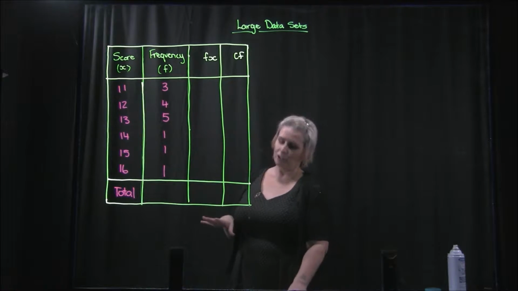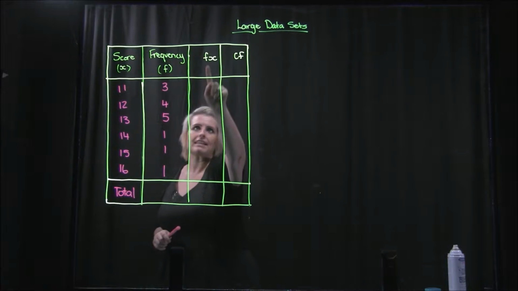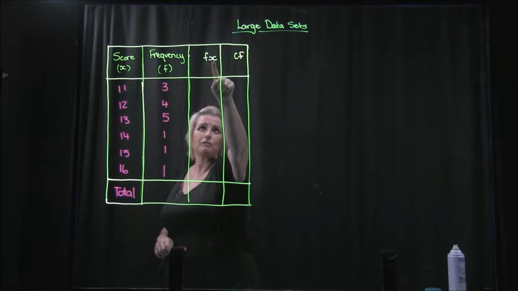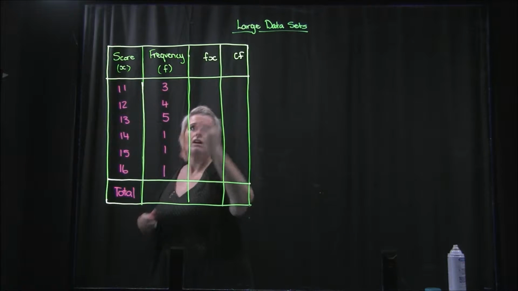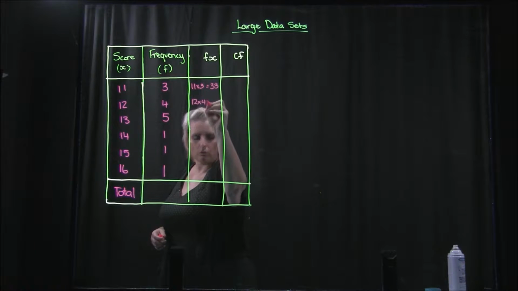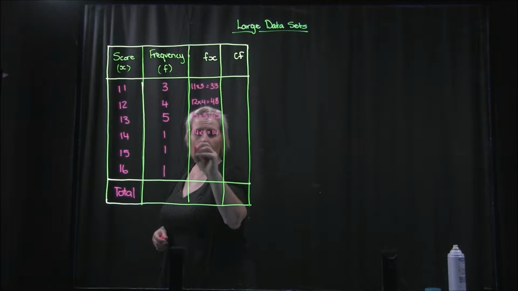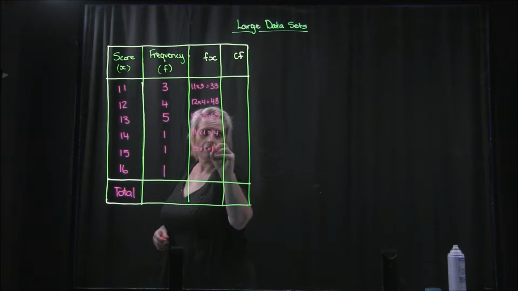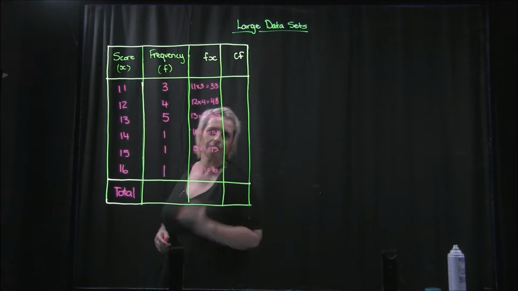This next column, you may see, is the fx column. So that's basically f times x. So what we're going to do is 11 times 3, so 33. 12 times 4, 48. 13 times 5, 65. 14 times 1, 14. 15 times 1, 15. That's the worst, 15. And 16 times 1, 16.